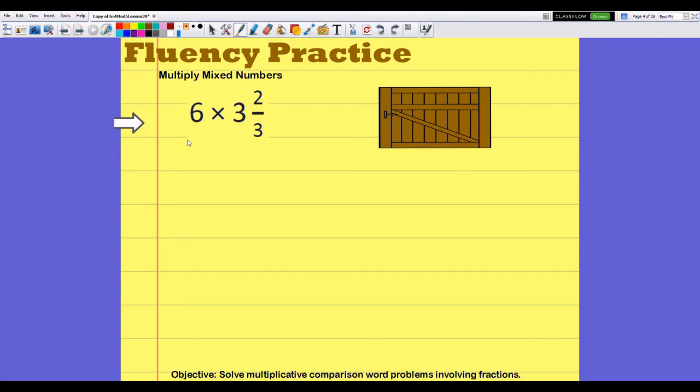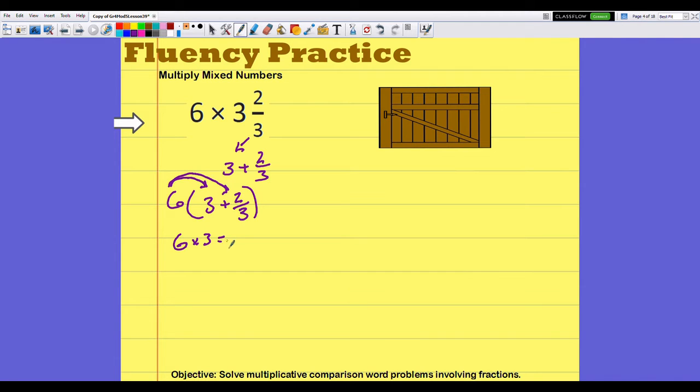Let's look at the next problem. So again, we're multiplying mixed numbers. So here we have 6 times 3 and 2/3. Again, our first step is going to be to decompose. So we're going to have our 3 wholes plus our 2/3. Next, we're going to multiply everything out by 6. And so we're going to use that distributive property like we've been talking about for the past few lessons. So we're going to multiply 6 times 3 and 6 times 2/3.